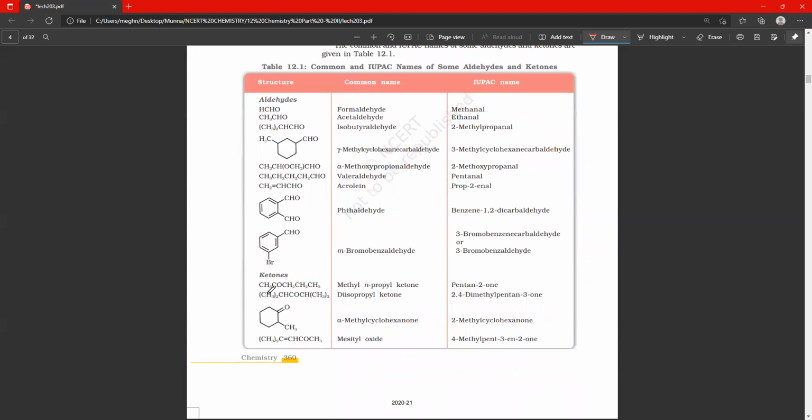Okay, now out of this, children, a few common names are very, very important: formaldehyde, acetaldehyde, valeraldehyde, acrolein. You need to know the common name as well as the structure so that you can write the IUPAC name yourself. Acetyl oxide. The ones which I have marked, you need to know the common name as well as the IUPAC name.